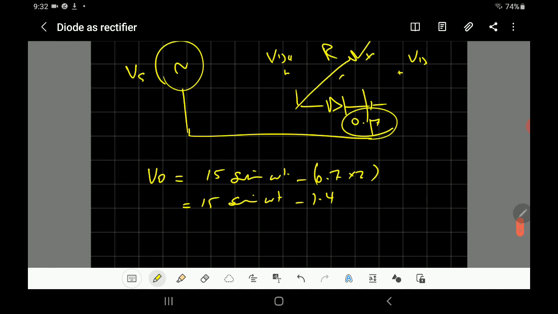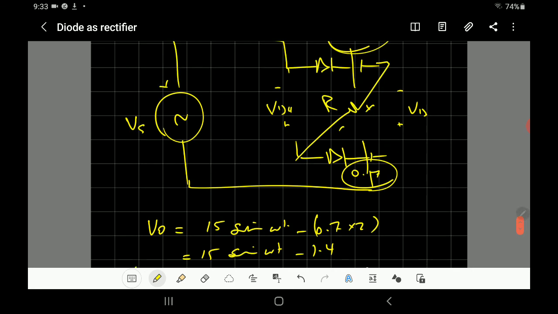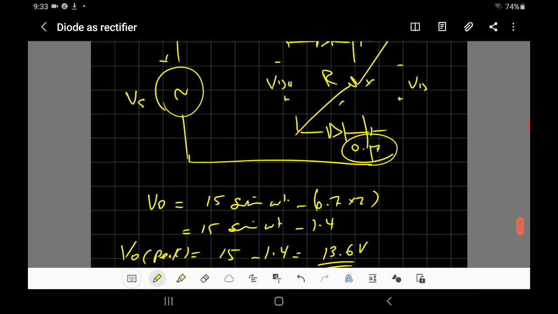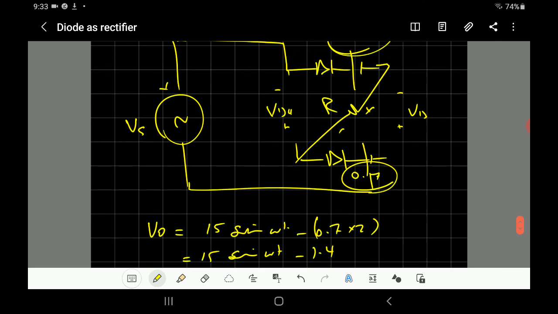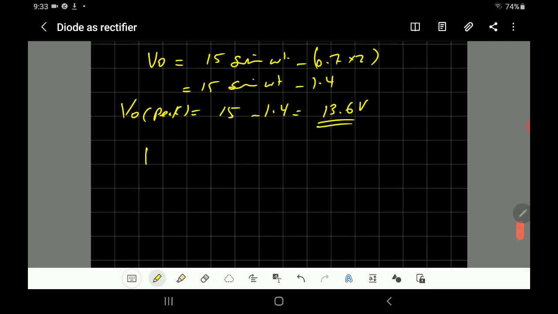So it'll be less. That's now the voltage output. The peak value, the maximum value, would be equal to 15 minus 1.4, which is 13.6 volt, because you have two diodes conducting here. It's very important. And now let's find the peak inverse voltage.